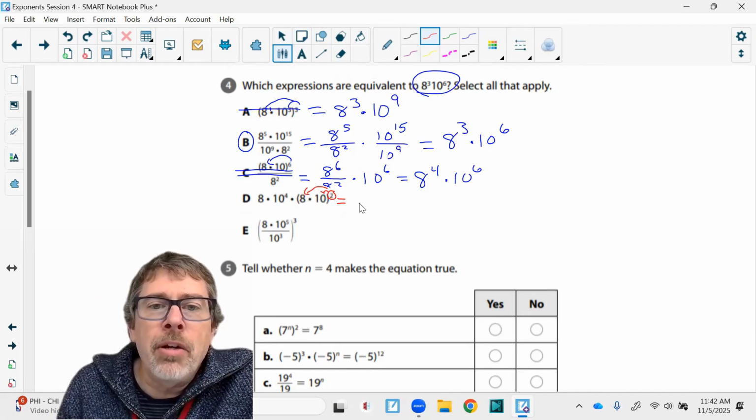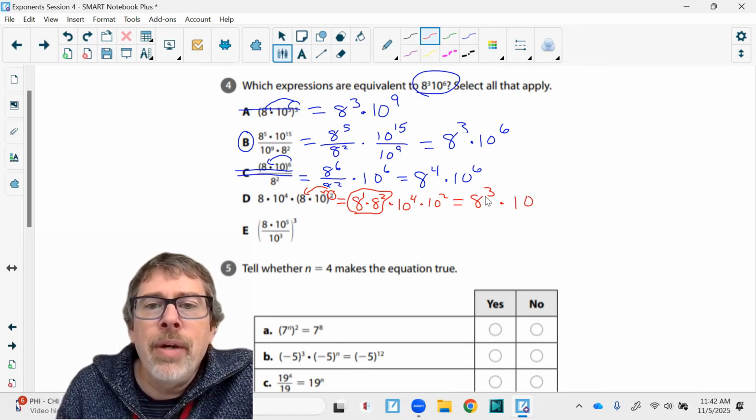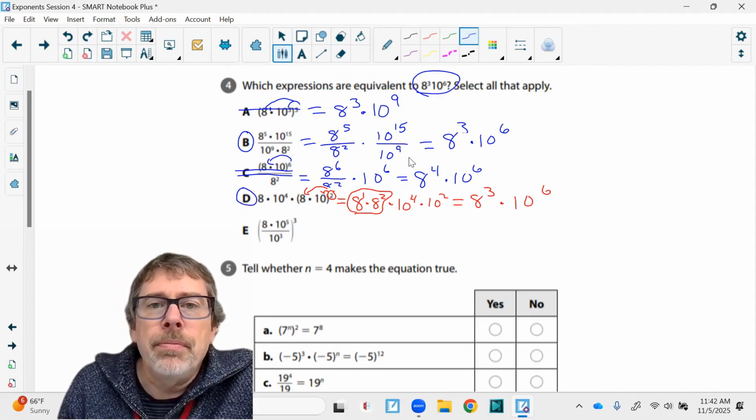So this 8 is going to come over here. It's 8 to the 1. And this 8 is going to be 8 to the 1 times 2, or 8 squared, times 10 to the 4 times 10 to the 1 times 2, or 10 squared. Well, 8 to the 1 times 8 squared is 8 to the 1 plus 2, or 8 cubed, times, bases are the same, multiplying, you add exponents. 4 plus 2 is 6. 8 to the 3, 10 to the 6. D is a solution. Okay, and then finally the last one.